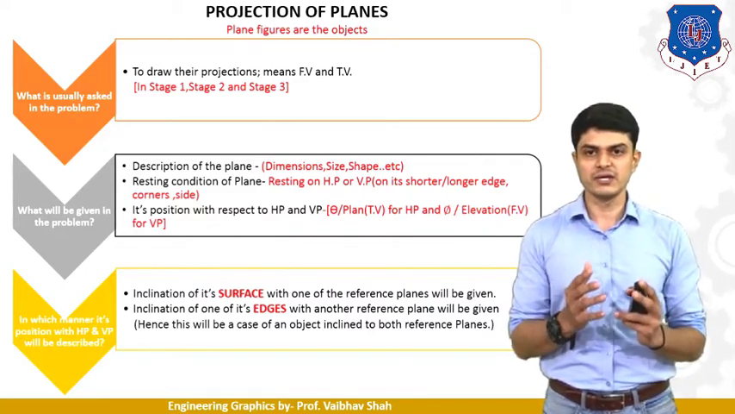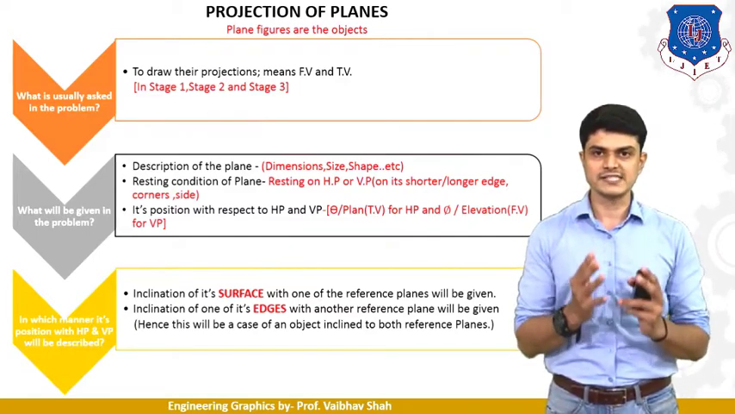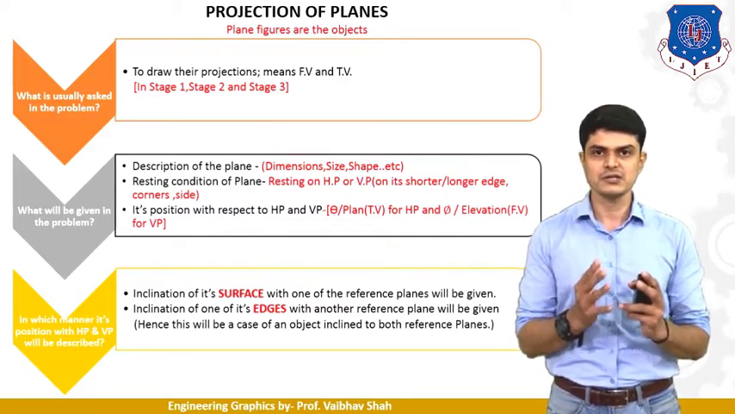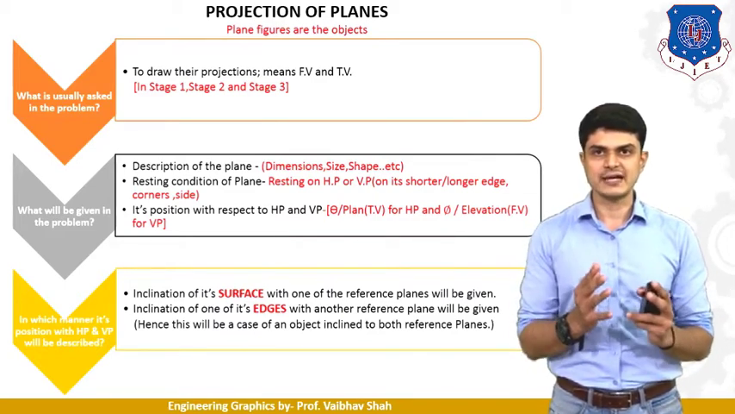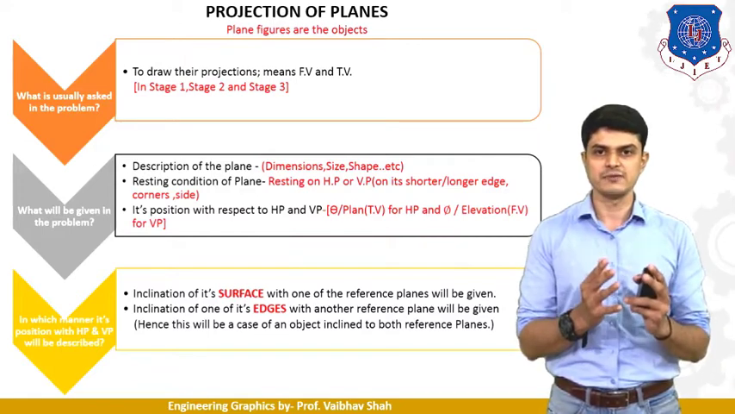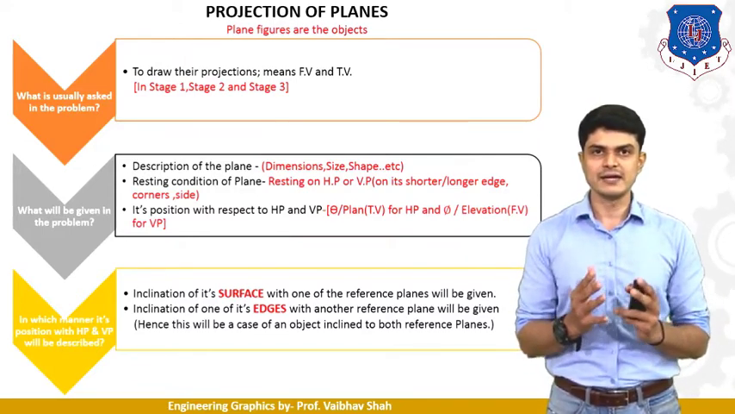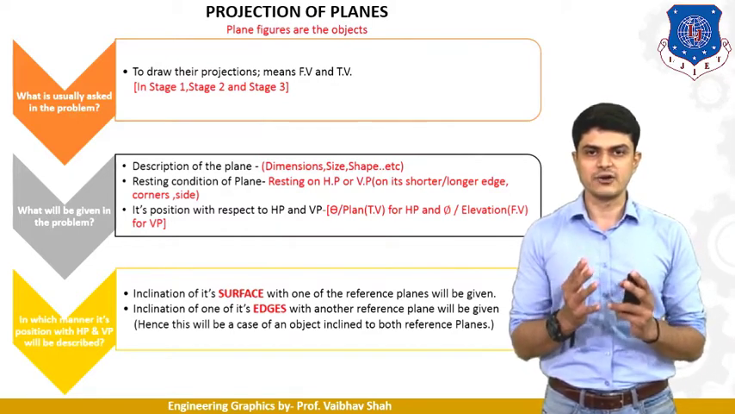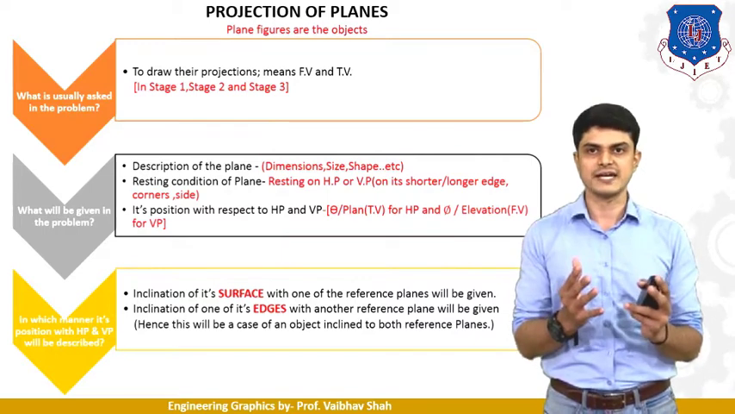Now, what will be given in the problem? Three data must be given in your problem. First, the description of the plane, like dimensions, shape and size of an object, must be given. Second, the resting condition of the plane must be given, like resting on HP or resting on VP, like resting on its shorter edge or longer edge or corners or any of the sides.